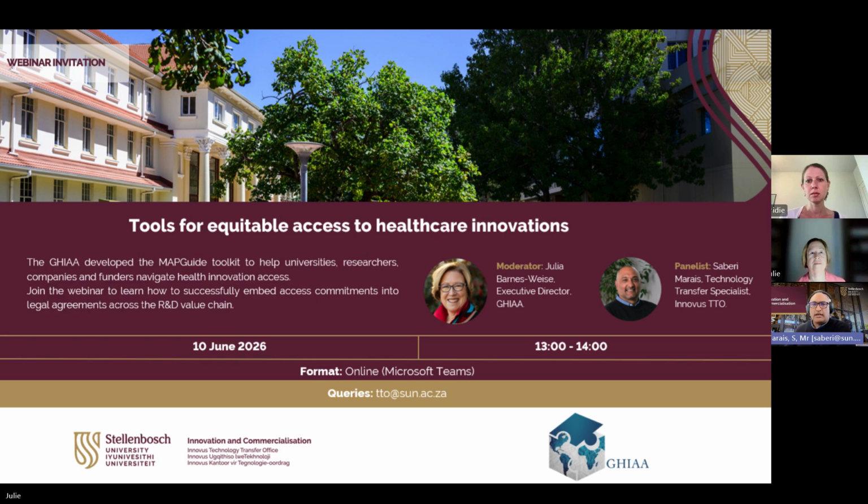It's an online webinar where we're going to get an introduction to the GHIAA, the Global Health Innovation Alliance Accelerator MapGuide Equitable Access Toolkit, which is a very practical resource that's been designed to help those working at the intersection of innovation and access to medicine as well.